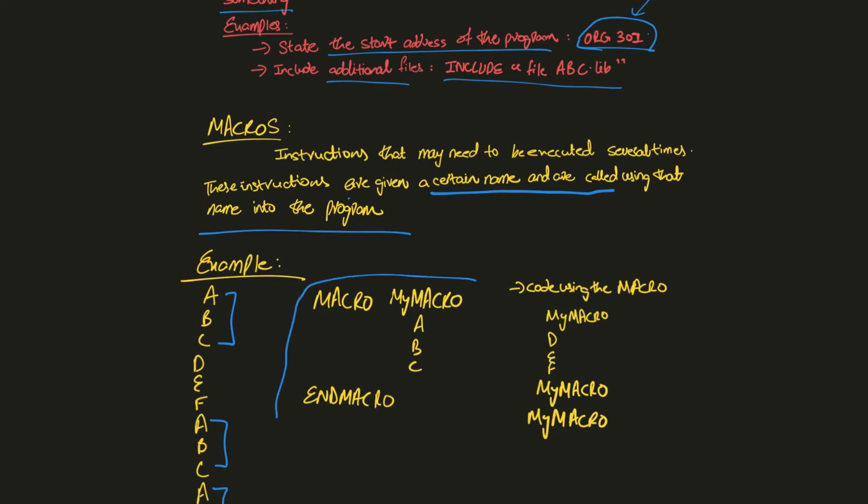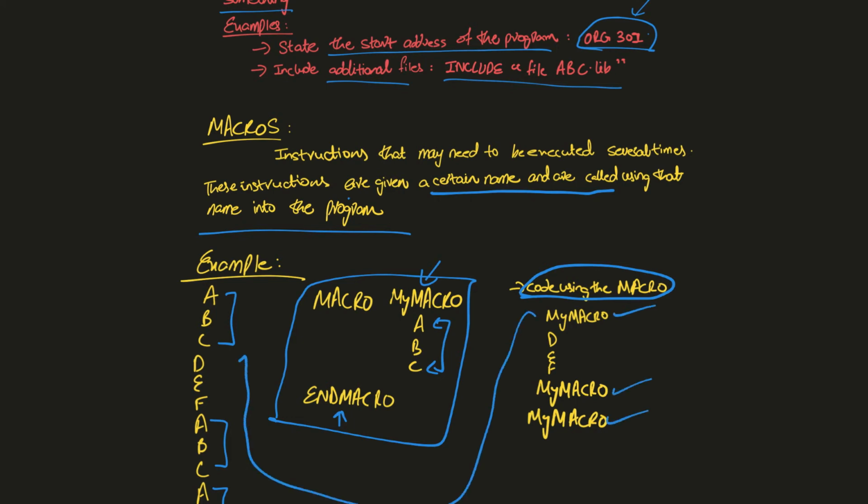Here I have defined a macro. You define it with macro, write the name of the macro, then write the three lines of code that were repeating, and then you end it with an end macro, right? And when you use it, you write the code using the macro you've just created. So my macro, my macro, my macro here replaces the three lines that you kept on repeating in the original code. So this is what macros are.